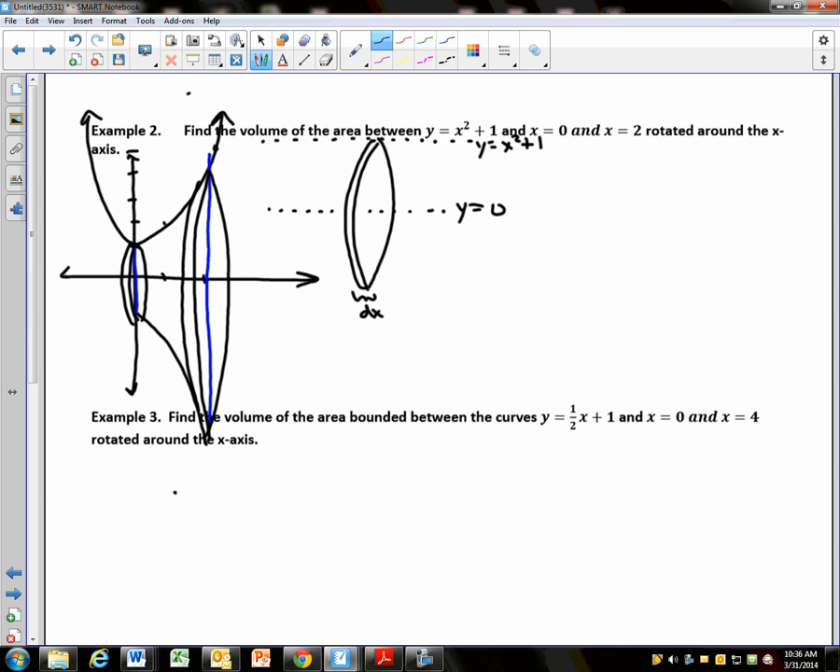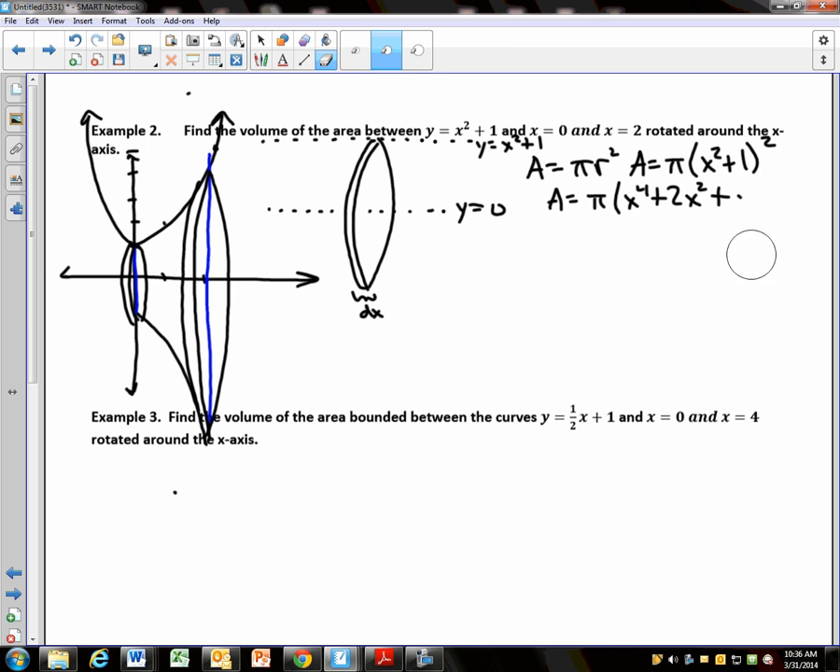So I need to find the area. We know the width is dx, so the area is going to be pi r squared. My radius is x squared plus 1. So the area is equal to pi times x squared plus 1, that quantity squared. How do I do that? Yeah, so the area is equal to pi times x to the fourth plus 2x squared plus 1. And so the volume then is when I take that multiplied by dx. And we want to do an infinite number of those, so I use my integral.